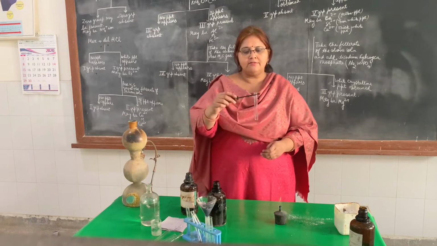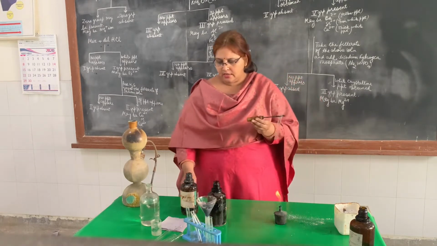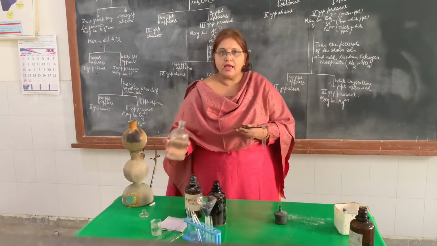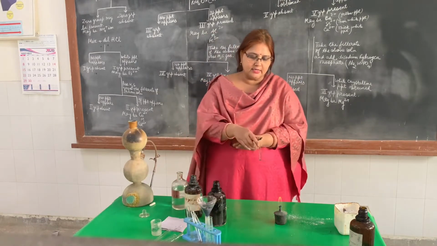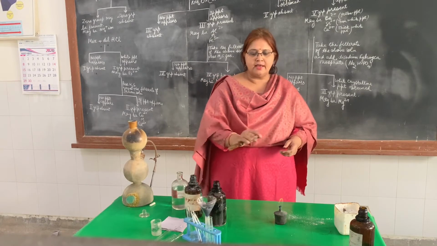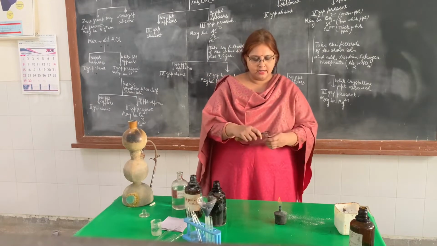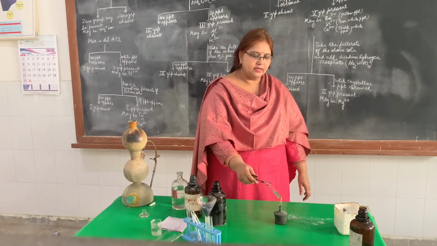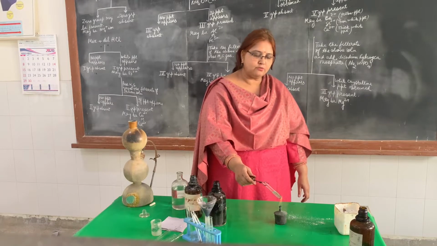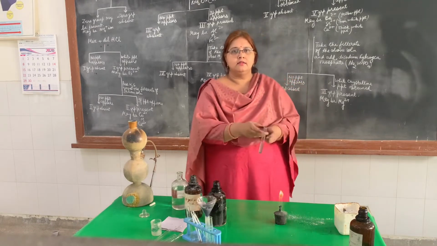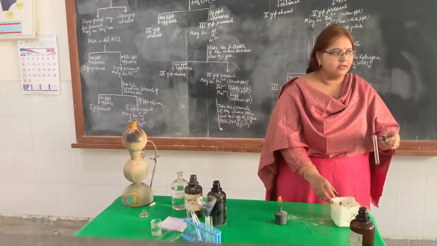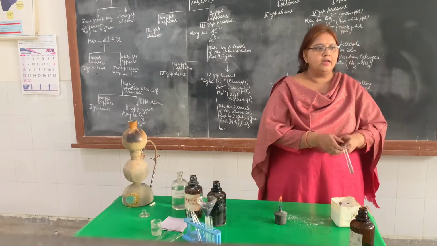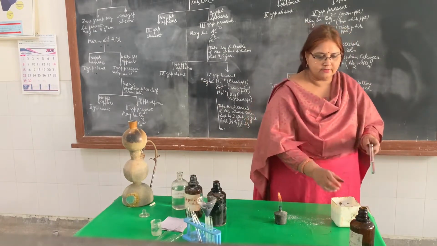For nickel ion, I have taken the nickel salt in a test tube and then add dilute HCl to it to make it a clear solution just by shaking it. If it is dissolved, otherwise heat the test tube a little bit to make it a clear solution. This is the original solution of nickel. Now we are adding ammonium chloride and ammonium hydroxide to it.